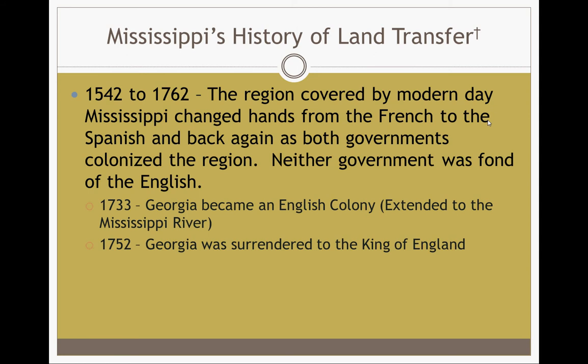Well, in 1752, Georgia was surrendered to the King of England. So basically, they started out as just an English colony. They were going to govern themselves, but in 1752, it was surrendered to the King of England and became part of the 13 colonies that were owned by the king.